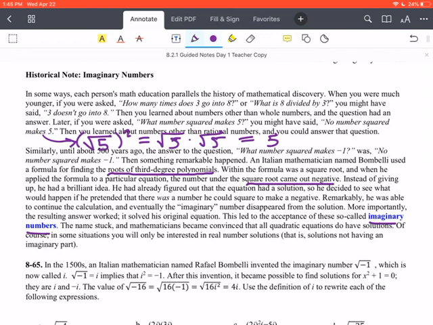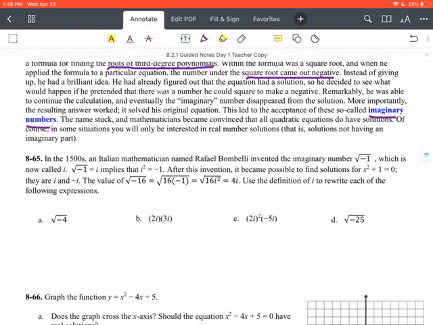The name stuck, and mathematicians became convinced that all quadratic equations do have solutions, okay? Of course, in some situations, you will only be interested in the real number solutions, meaning x-intercepts, that is, solutions that don't have an imaginary part. But for this section, we're going to look at the solutions in which there is an imaginary part. So this is definitely about to be the key idea of the day.